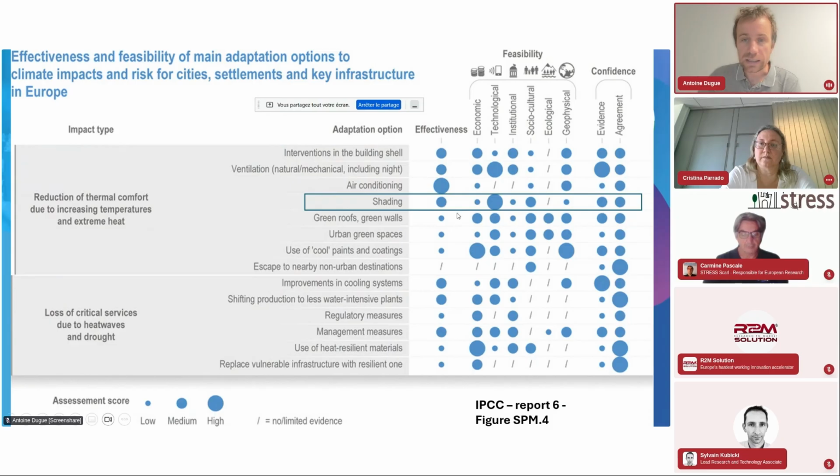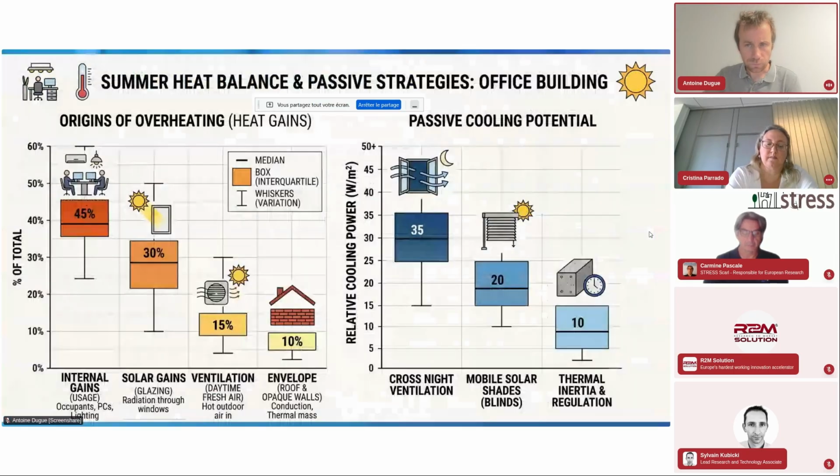What you can see there is that shading solutions and green roofs are assessed in terms of effectiveness, feasibility, and so on. We could discuss how to interpret the size of those pastilles, the blue ones, and so on. But the idea is that those are solutions that can allow us to mitigate not only the impact of climate change, but also to increase comfort in buildings.